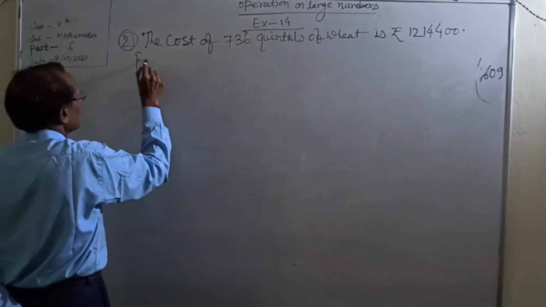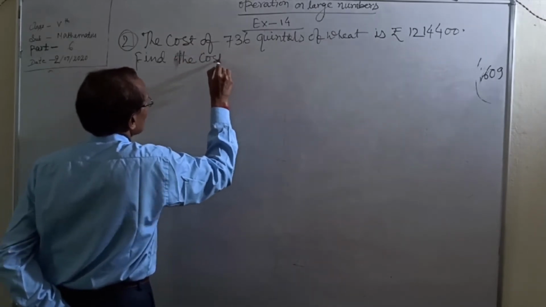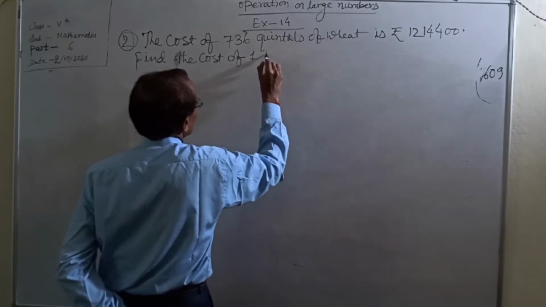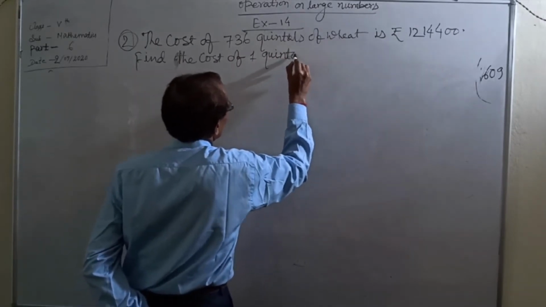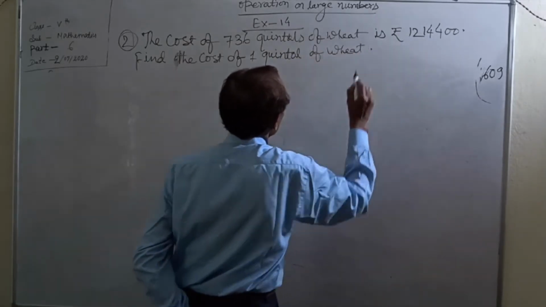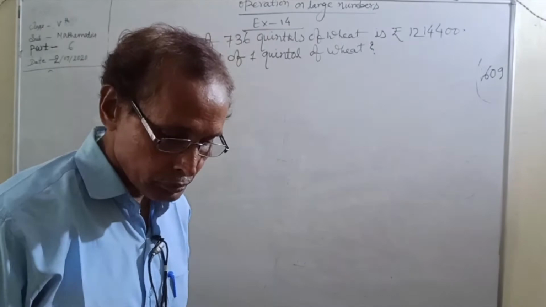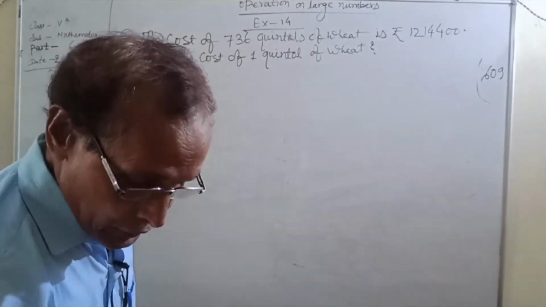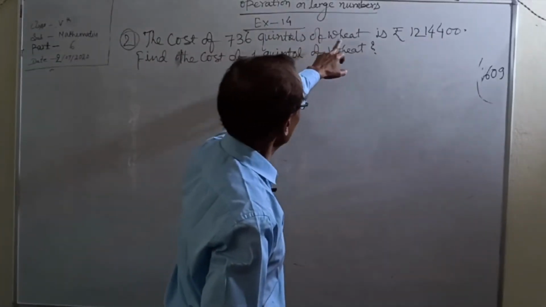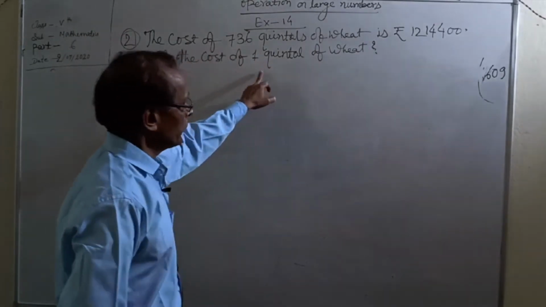Find the cost of 1 quintal of wheat. Exactly do the same thing. How will you write the statement? In this question, the cost of 736 quintals of wheat is given, and we have to find the cost of 1 quintal of wheat.